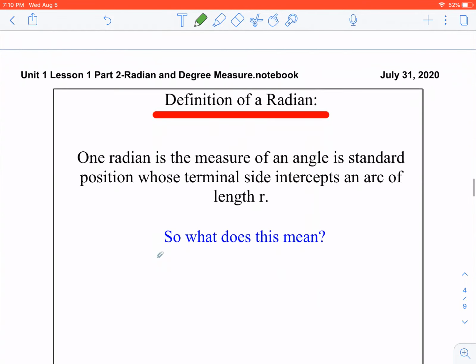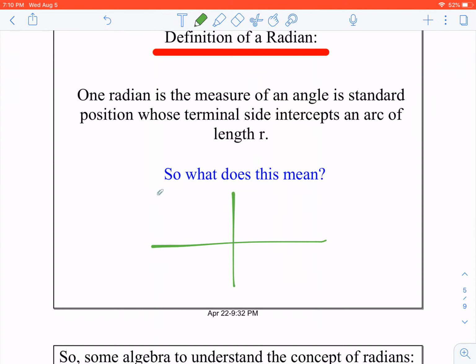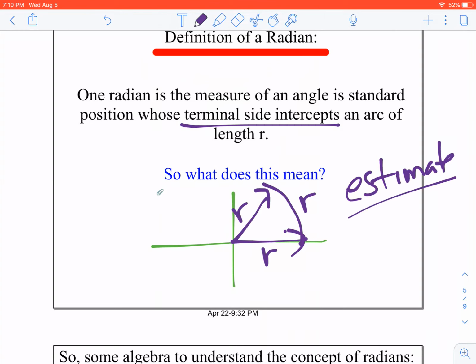So here is the definition of a radian. 1 radian is the measure of an angle in standard position whose terminal side intersects an arc of length r. So that means this length of the angle, this length of the angle, and that arc are all the same. If you just need an estimate right now, it is not exact. So to be clear, this is an estimate. 1 radian measure is near 60 degrees. It's like 58 point something, but this is just a good way to kind of visualize what it is.